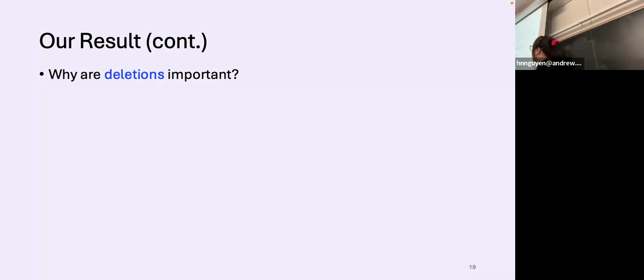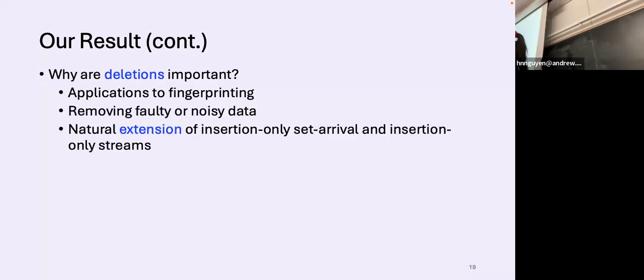So why are deletions important? For a number of reasons. First, it was really critical when we wanted to apply this to some of our fingerprinting applications that I'll talk about later. You can think of it in some natural applications too. Maybe I want to remove faulty or noisy data. We see it as a pretty natural extension of the previous models for setting max coverage.